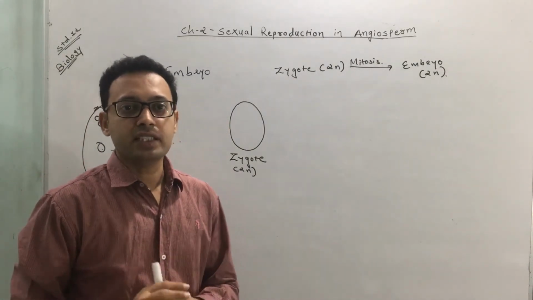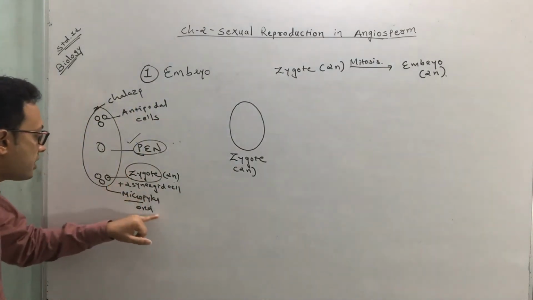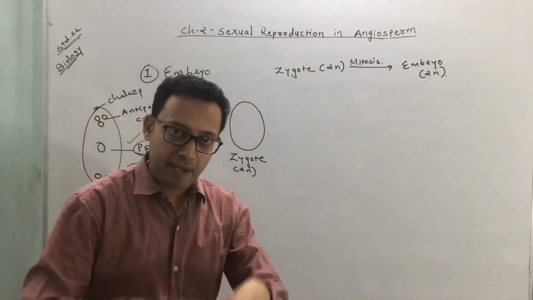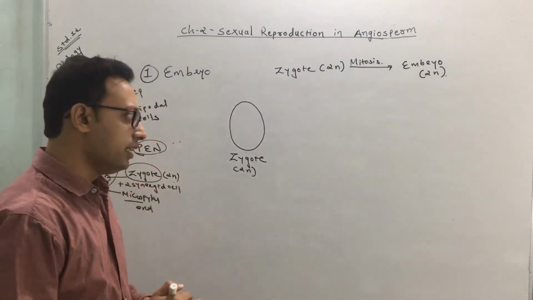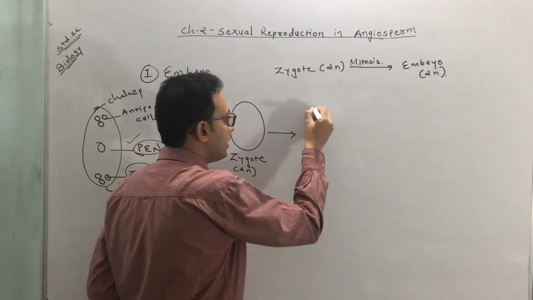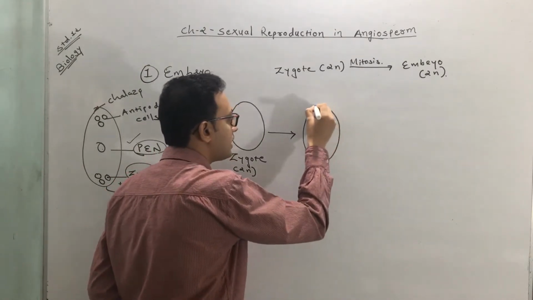You know that this zygote is present at the micropylar end, so whatever process occurs, occurs at the micropylar end. And what process occurs? Initially, this zygote divides transversely.